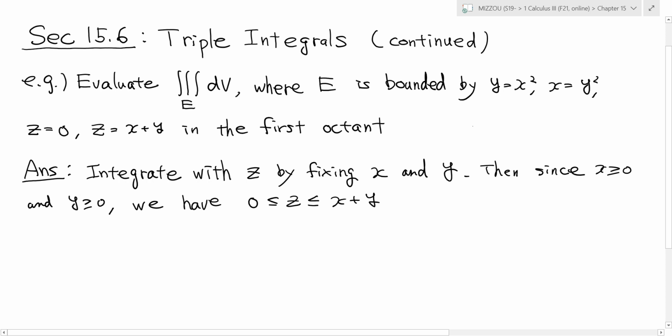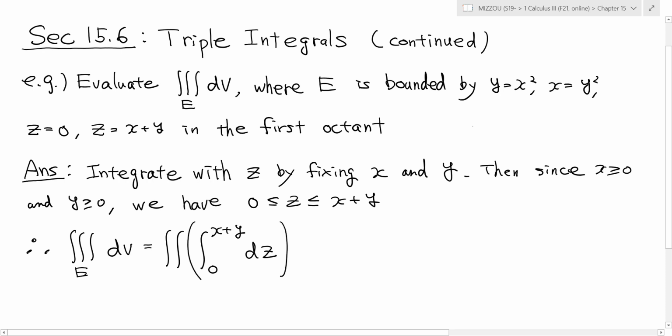So therefore, the given integral is written as a double integral, and you integrate with z, where z is from 0 to x plus y, dz. And remember, the function we are integrating is 1, and we normally omit the 1. And then we double integrate whatever we are left with. And usually when you do a triple integral, you just leave this as dA, and we figure this out later.